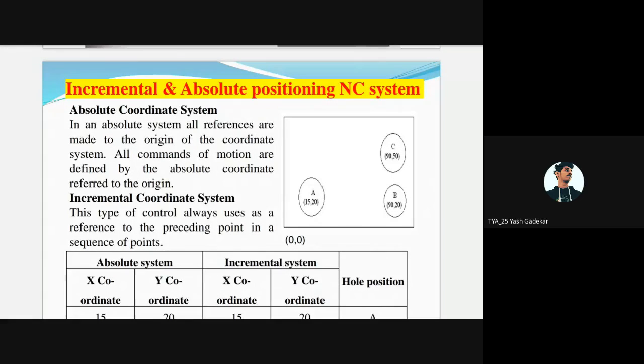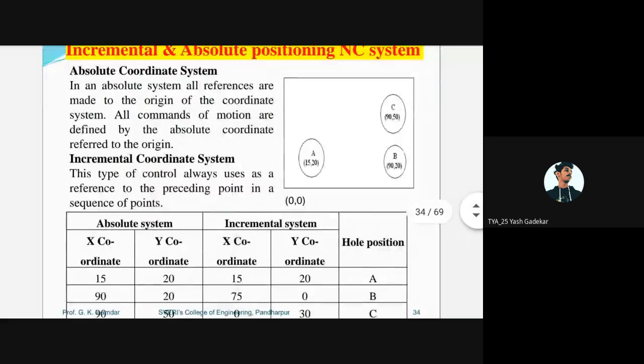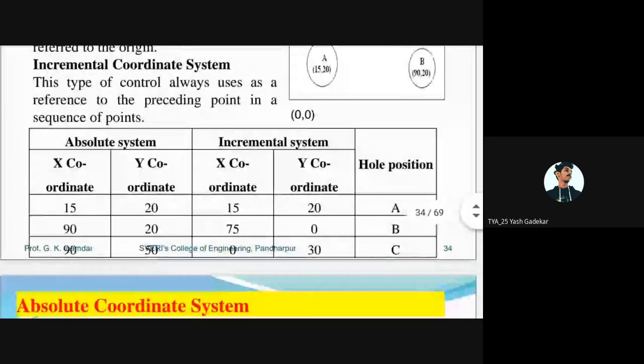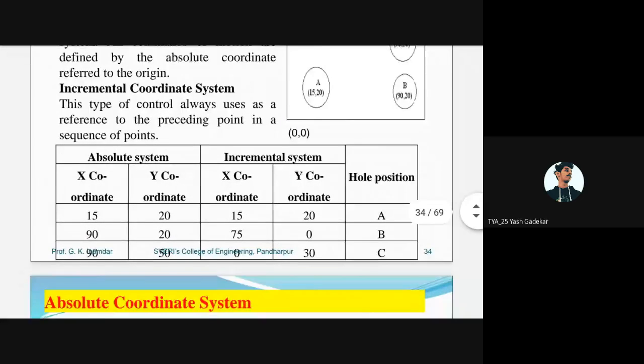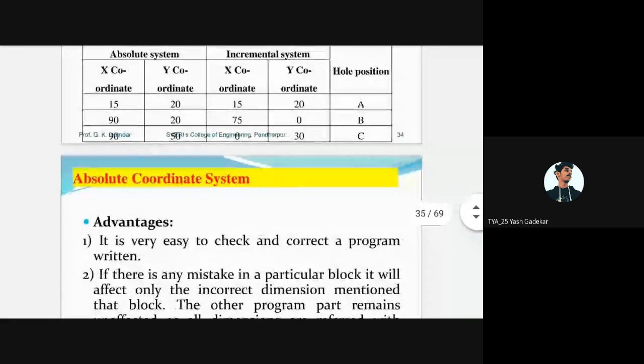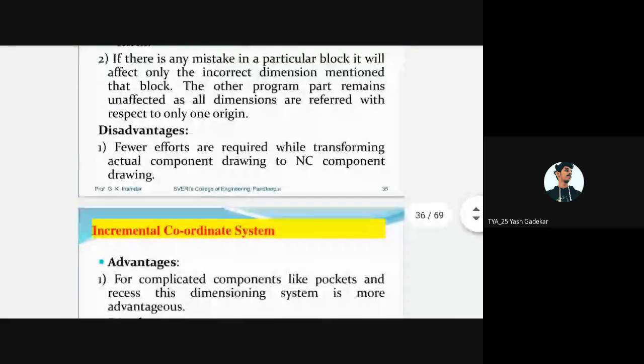For point B, the distance from A is nothing but incremental. Whatever the distance we required, we have added them. The previous distance is incremental, and absolute is nothing but the distance from the origin, whatever the origin of that workpiece; that will be considered. A very good example is also given here. Last lecture we have studied this, so if you have any doubt, please refer to the recording of the last lecture. Now if you have any doubt, you may ask. The absolute advantages and disadvantages also we have studied.